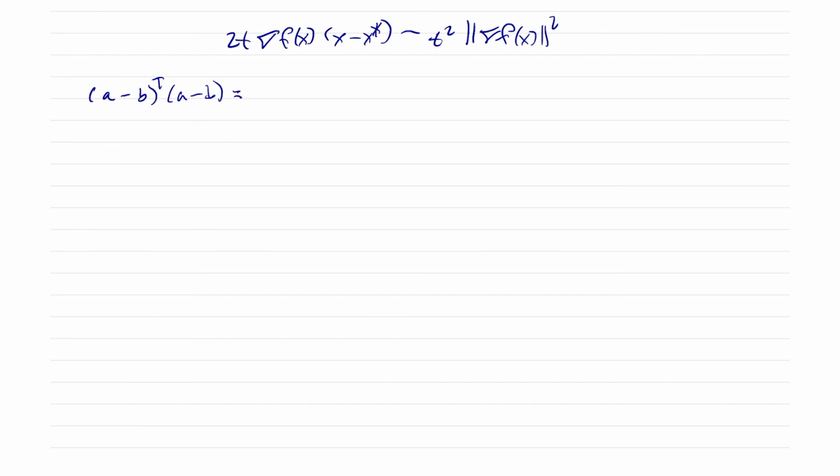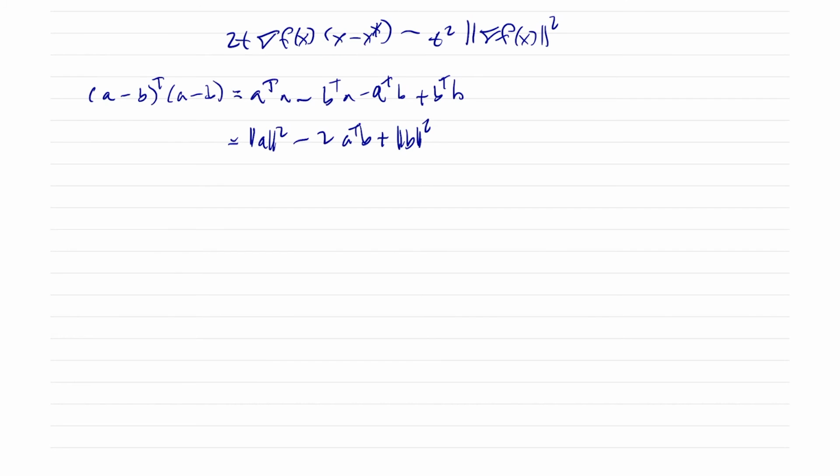If you expand this out, you're going to get a transpose a minus b transpose a minus a transpose b, and then plus b transpose b. For each of these, this is going to be the norm of a squared minus 2a transpose b, because both of these quantities are actually the same, plus the norm of b squared. So we have the norm of one of these squared, and then we have some cross term here, but we don't have the other one. And so the other one would be this.